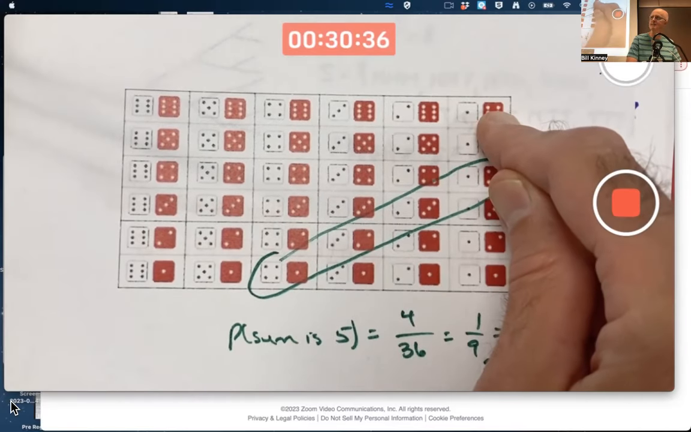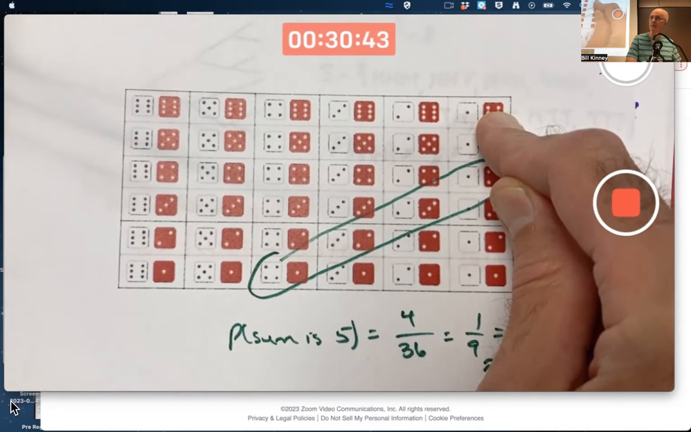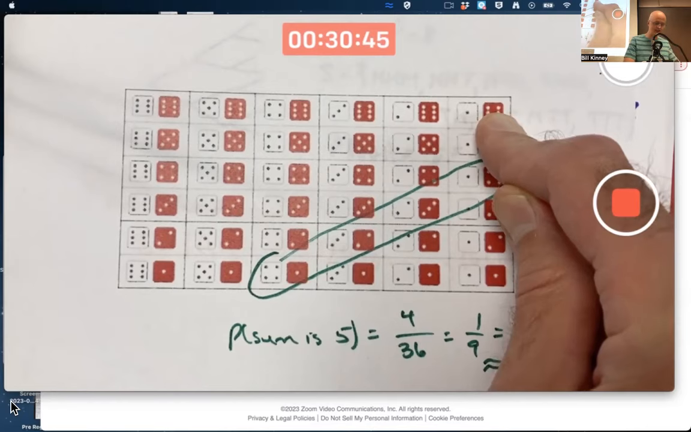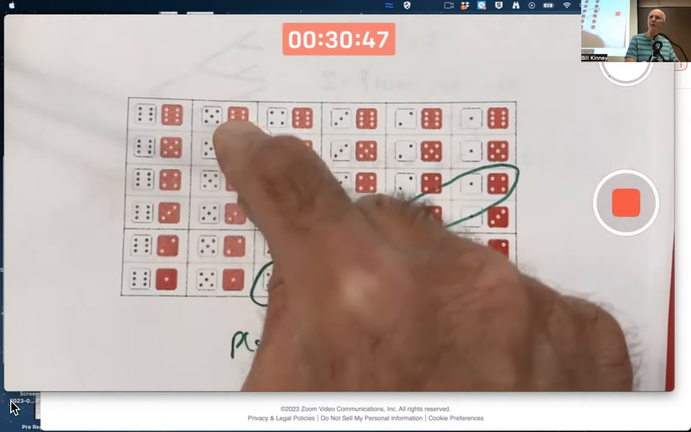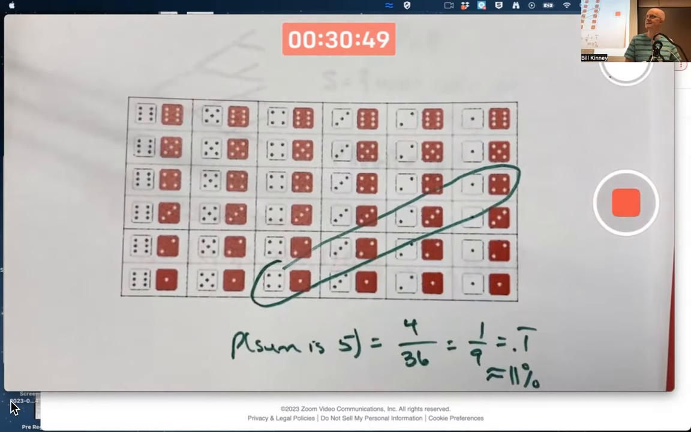The sum being 7 is the most common outcome. So we're up to what? 7, up to 13 possibilities. And then a sum of 11, 2 more. 13 out of 36, which cannot be reduced. That would be your probability that the sum is prime, as another kind of question you could answer.